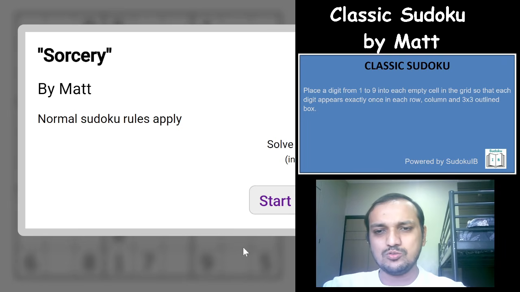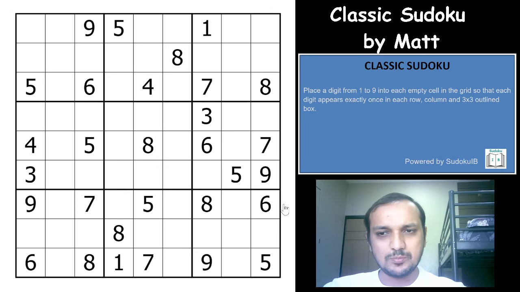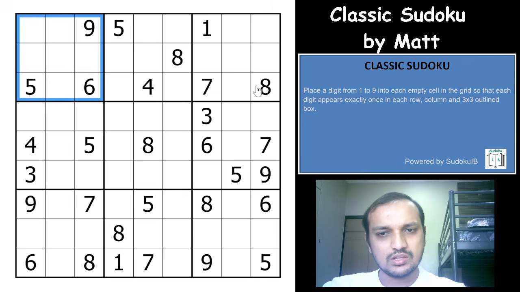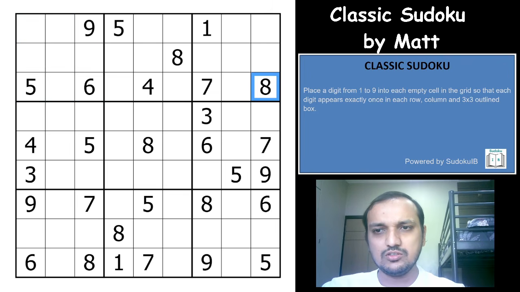And now coming back to this Sudoku, I'll just start the puzzle here. So classic Sudoku rules apply. You need to place digits from 1 to 9 in each row, each column, and 3 by 3 box without repetition. Right? So with that, let's start solving this Sudoku.